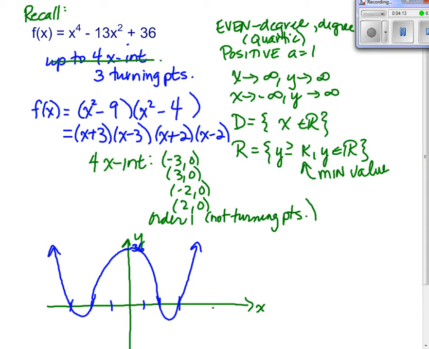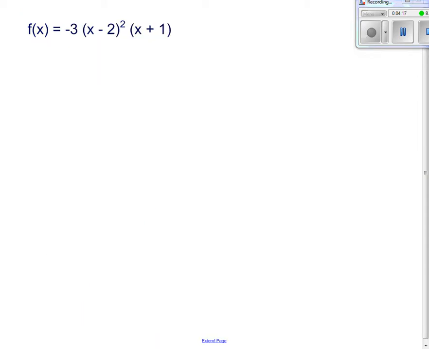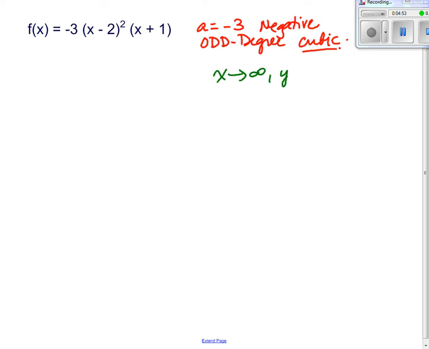Let's look at another example. If f of x equals minus 3 x minus 2 squared x plus 1, I know a lot of things about this. First of all, my leading coefficient is a negative. I know that I have an odd degree cubic if I were to expand that. And I know with negative odd degree polynomials, as I approach infinity to the right, my function will decrease. So as x is going to the right, my function is going downwards. As I move towards the left, my function will go upwards.